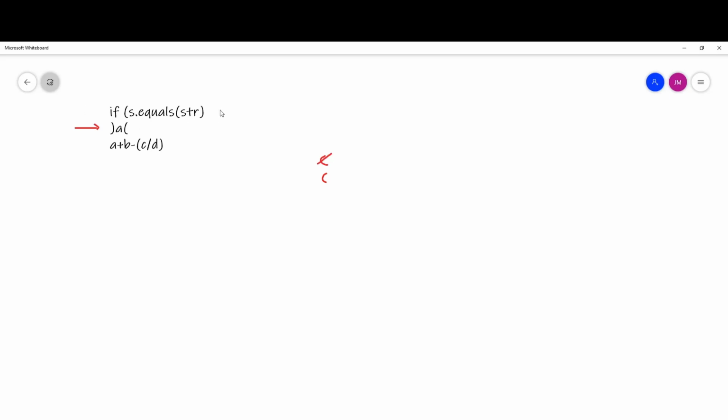I've finished my expression. I look at my stack. Oh, I got one left over. If you have a left parenthesis left on the stack, you have too many left parentheses. And so you should print out your string and the fact that you had too many left parentheses. Let's move on to the next one.